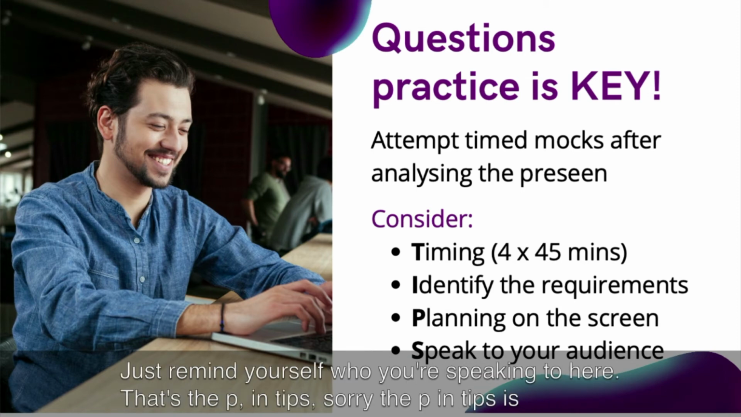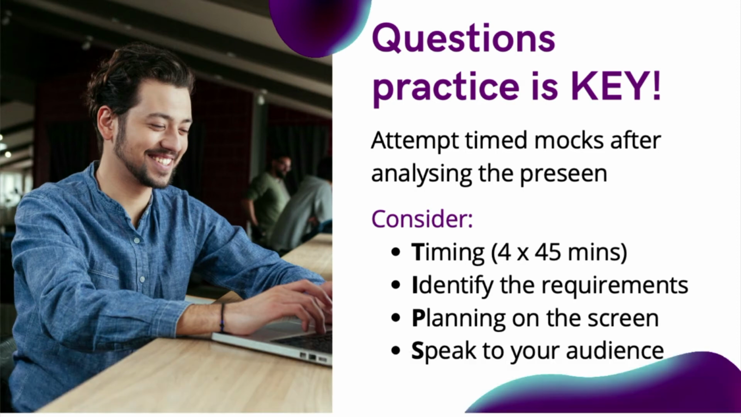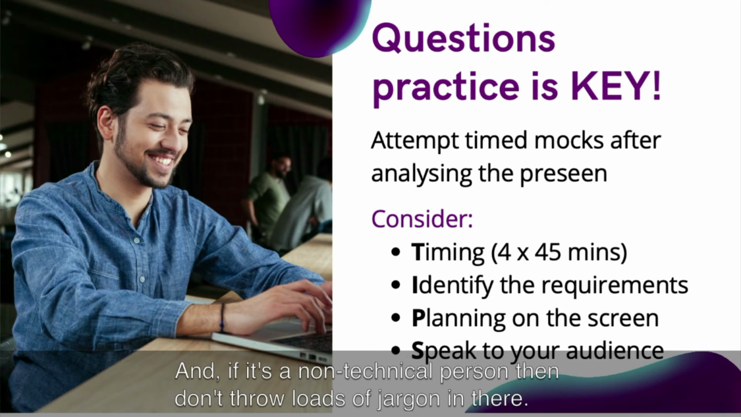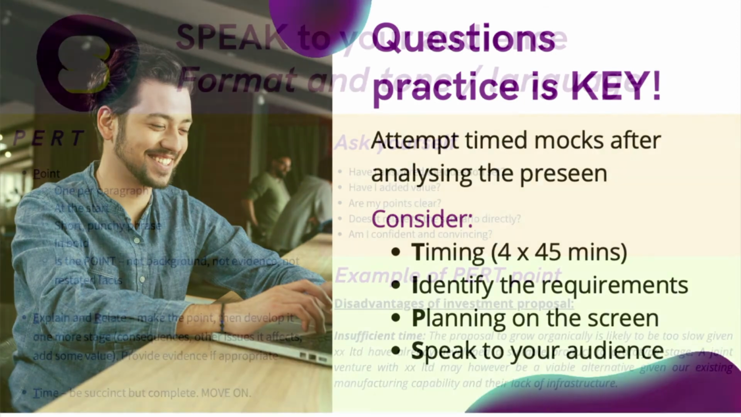Just remind yourself who you're speaking to here. That's the P in tips. The P in tips is planning in context. The S in tips is speak to your audience, which means think about who you're writing the report to, for example. And if it's a non-technical person, then don't throw loads of jargon in there. So timing, identify the requirements, plan in context, and speak to your audience.